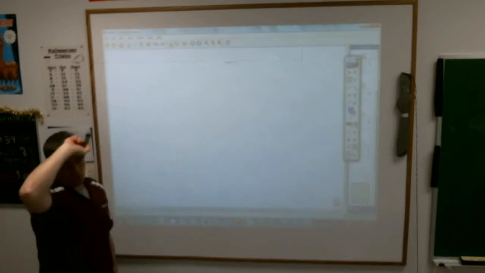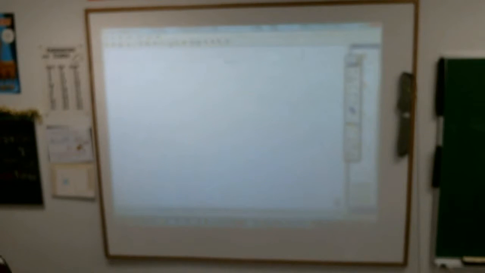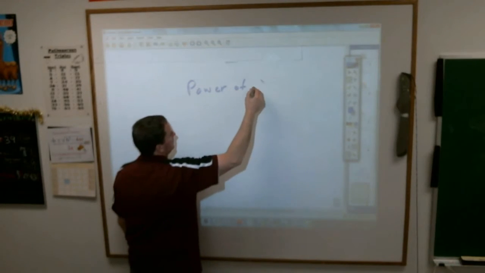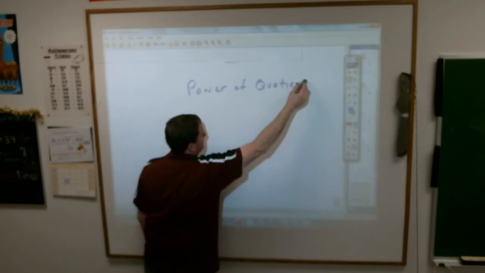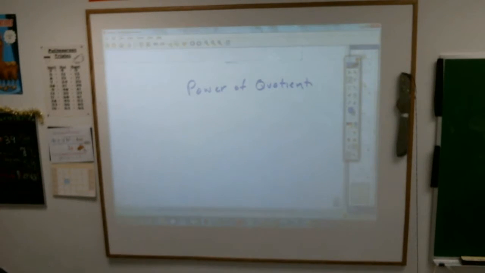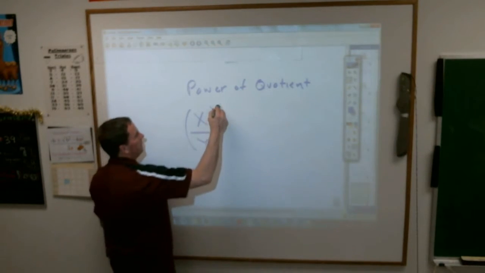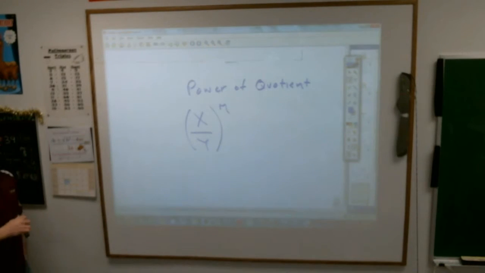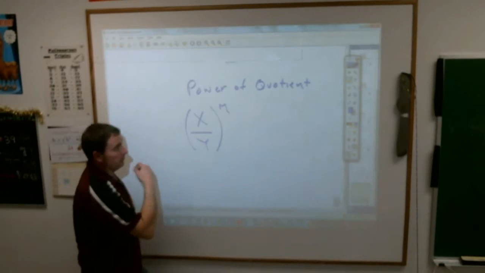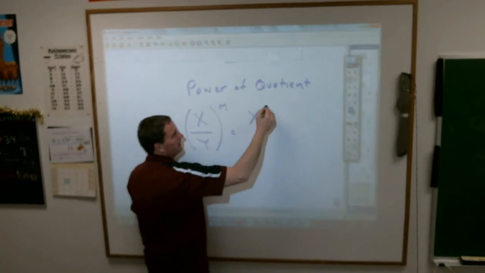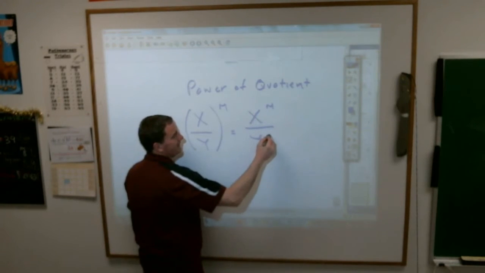And last, but certainly not least, is the power of a quotient property, which means division. In other words, it's actually fractions is what it ends up being. If you have x over y to the m power, it's a little like the power to power thing. It means this m goes for both of these, so you actually end up with x to the m over y to the m.